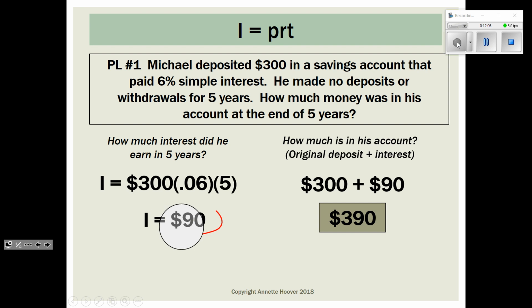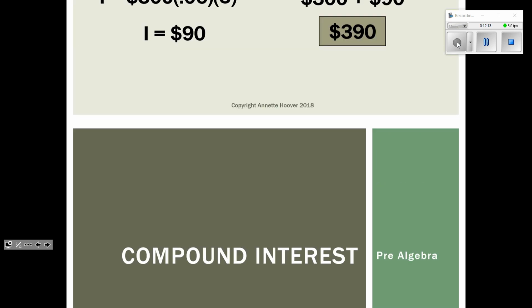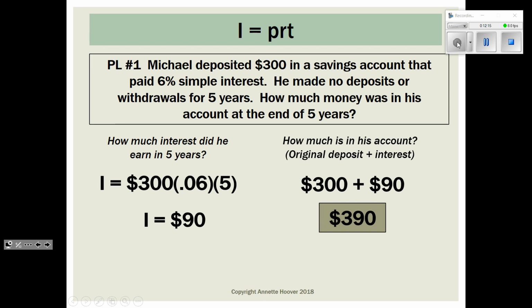But it's all using this equation, I equals PRT, interest equals principal times rate times time. And in our next lesson, we're going to be looking at compound interest.